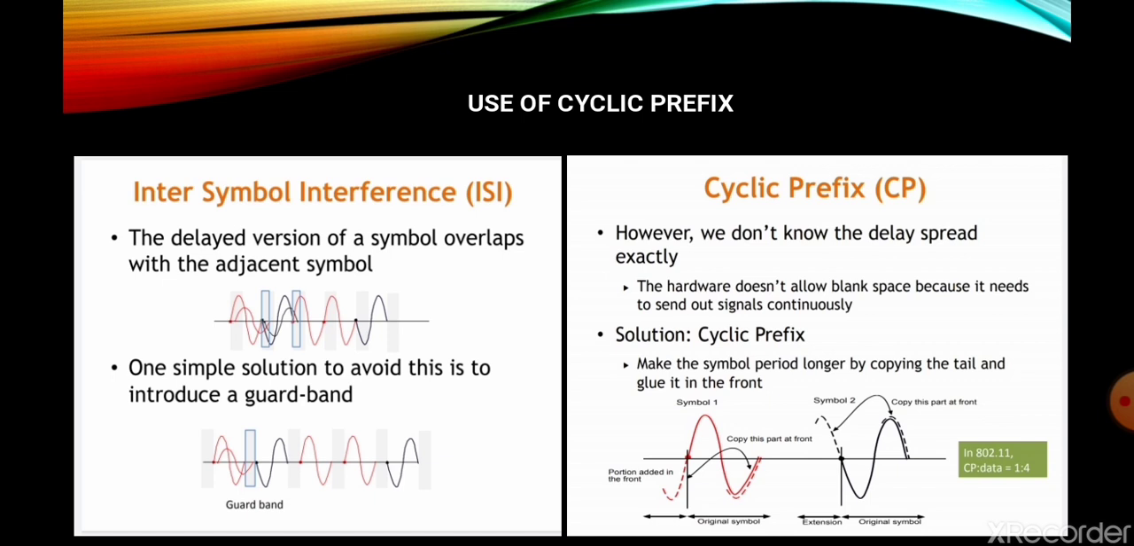To provide that space to overcome this delay, which is referred to as a guard band, the guard band here is being filled with a cyclic prefix, which is nothing but the last part of the OFDM signal copied to the front. The hardware does not allow blank space because it needs to send out signal continuously, so you cannot leave it blank. So what we do is copy the tail of the OFDM signal and glue it at the beginning, in front.